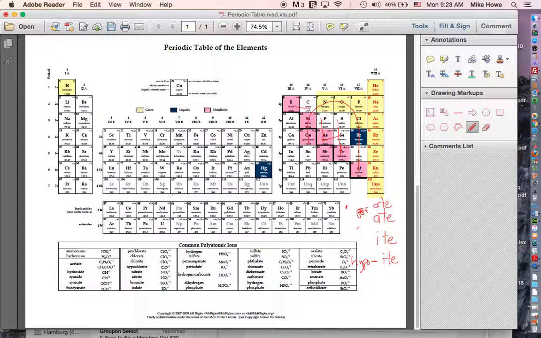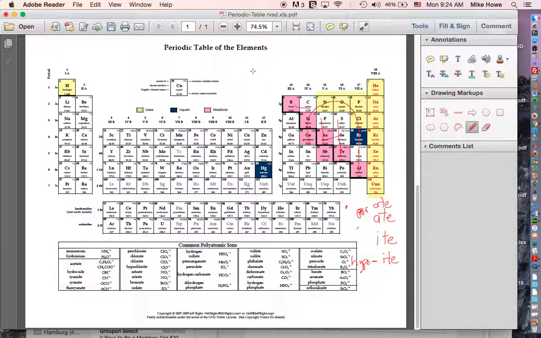Now when you get over here, you just have to memorize them. Like there's a chromate, CrO4, permanganate, MnO4. So you just have to memorize these. But for the majority of the polyatomic ions, the name can be determined by looking at its position relative to this imaginary 4.